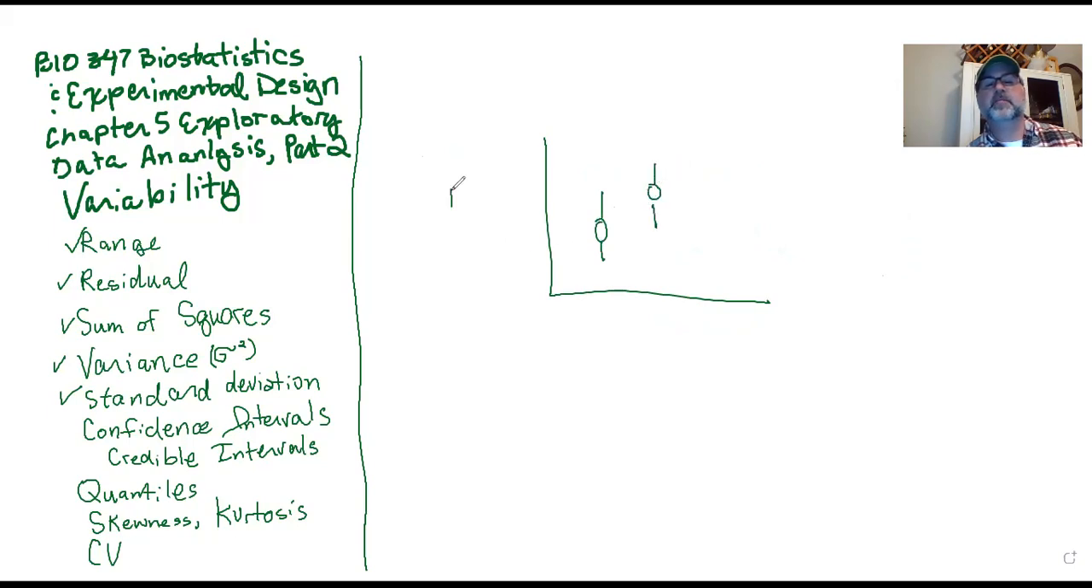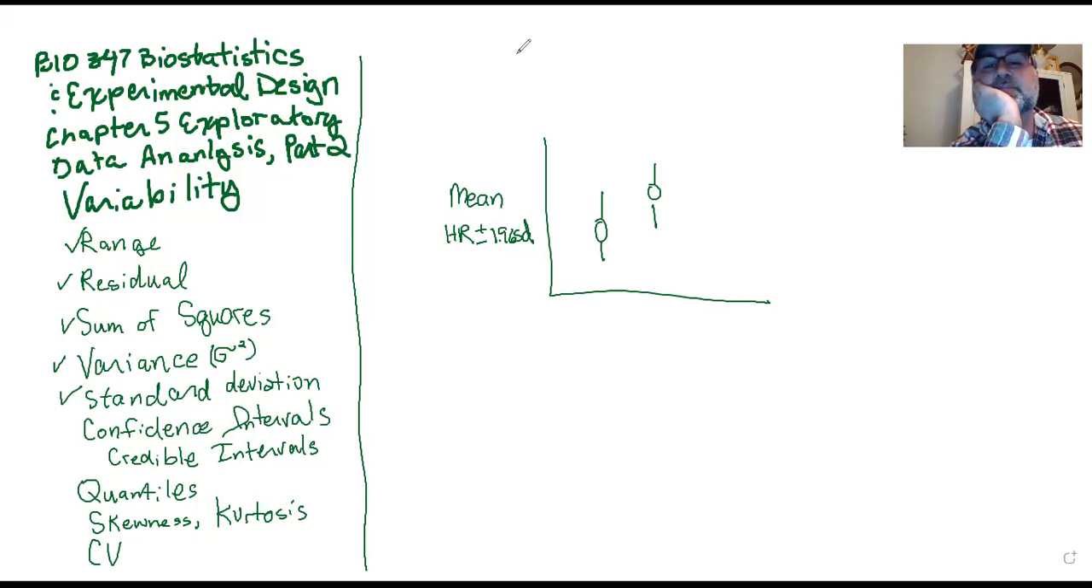And then I'll say mean, let's say heart rate plus or minus 1.96 standard deviation. And then you're like, oh, okay, I now understand what that means, okay?